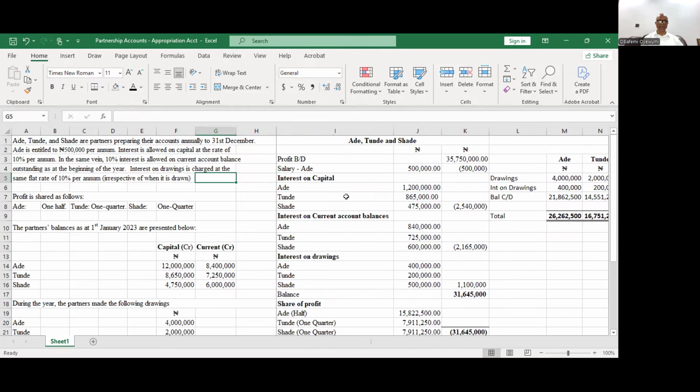For the questions that we've been able to solve as much as possible, I believe that we've been able to get a good understanding of how to prepare an appropriation account. That's the extended part of the income statement for partnership. So that's what we've been able to achieve. I believe that you have better understanding now, and anytime you have questions relating to this, you'll be able to solve it as much as possible.